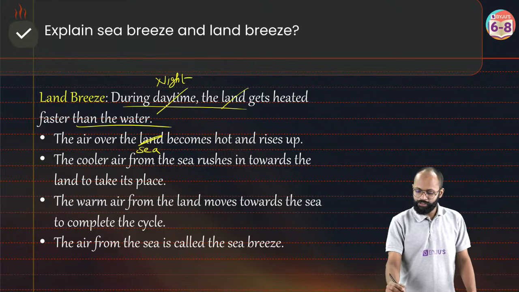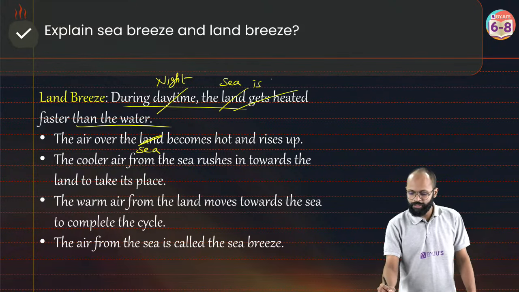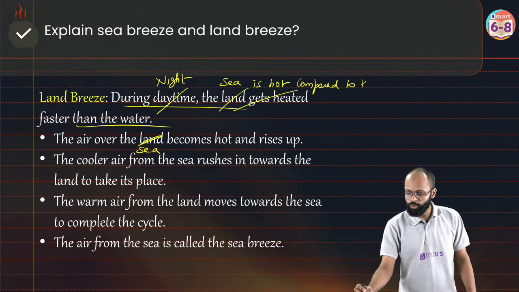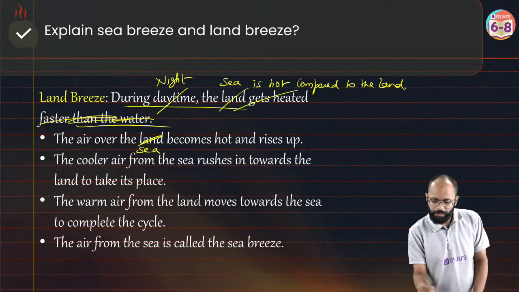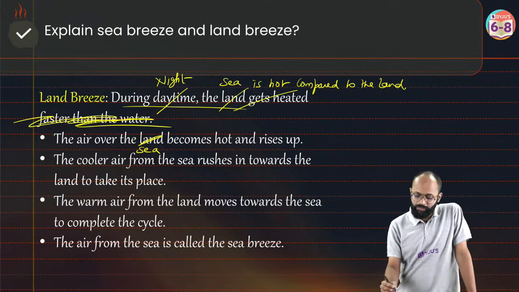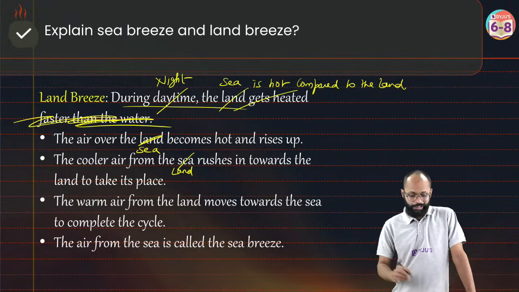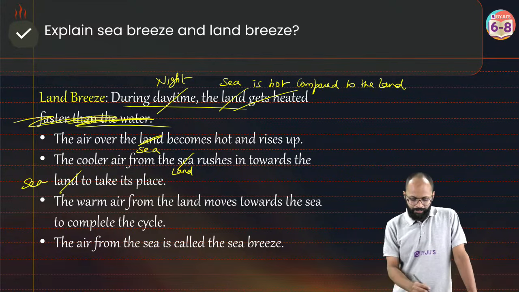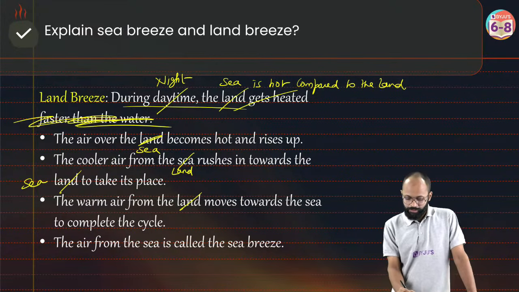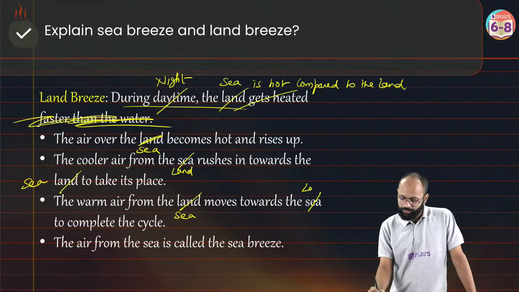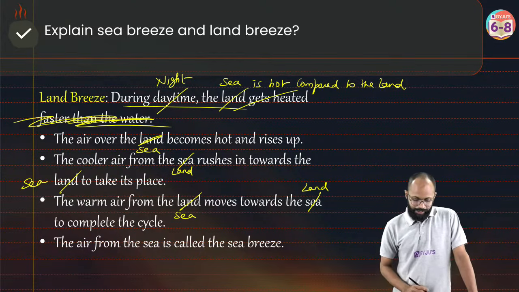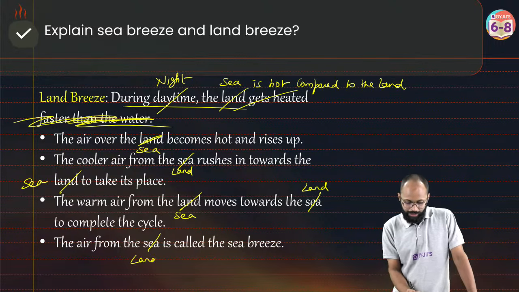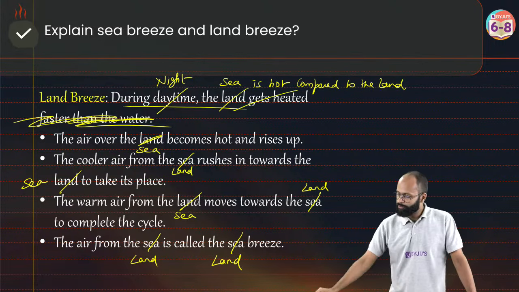During night, the sea is hot compared to the land, right? So the air over the sea becomes hot and rises up. The cooler air from the land rushes in towards the sea to take its place. Sab ulta kar raha hu main. The warm air from the sea moves towards the land to complete the cycle, and air from the land is called the land breeze.